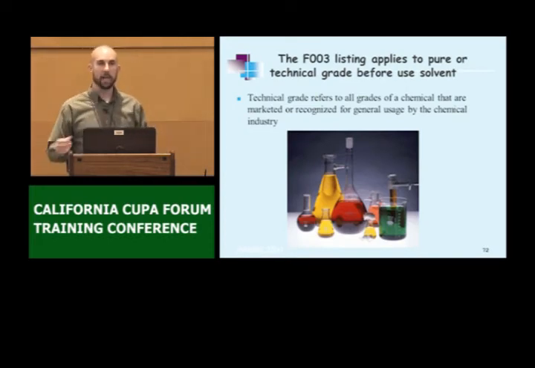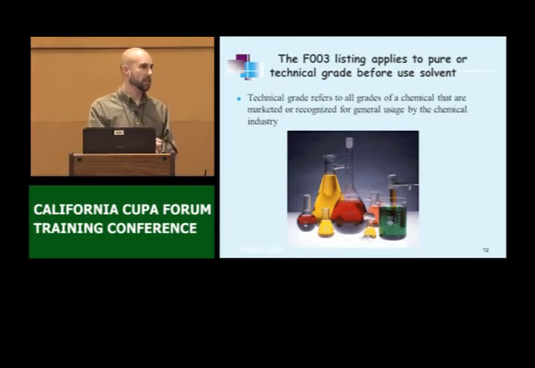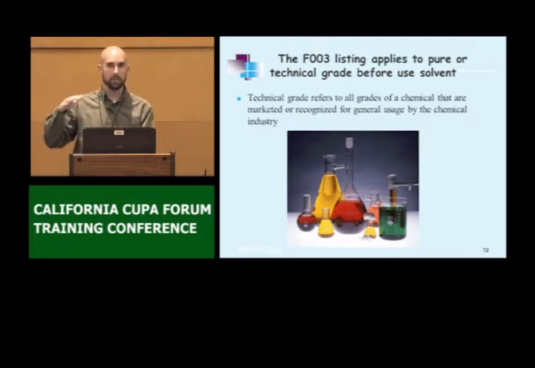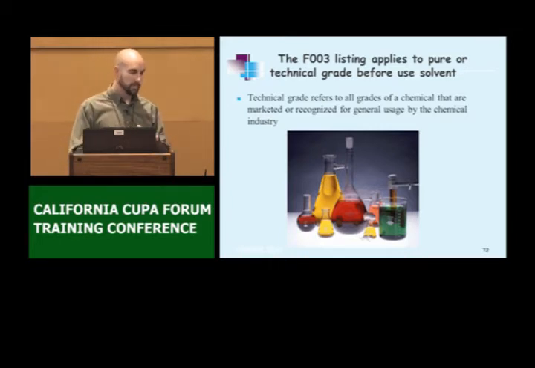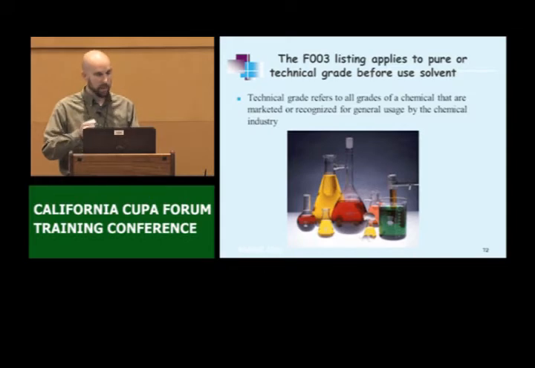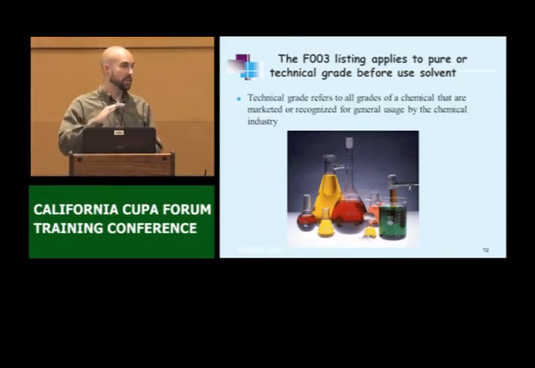Say you have a painter, a generator of some waste. He has 99.9% xylene. And it's unused. I'm sorry, that's PNU listed. It's used. It's been used to clean some paintbrushes or something, and he's wondering what to do with it. Is this F003 listing going to apply or not?